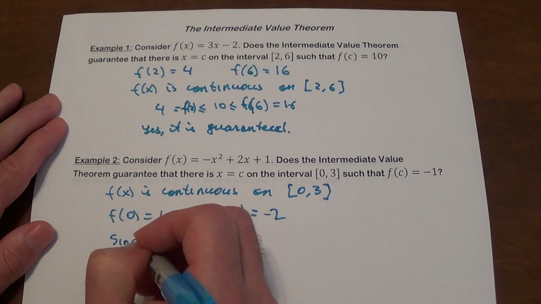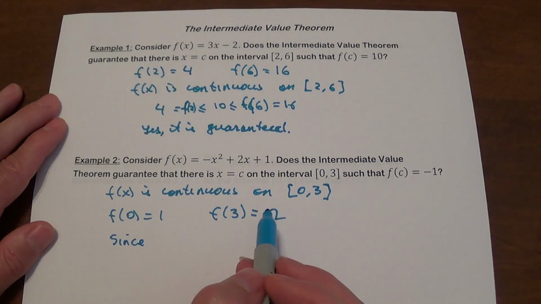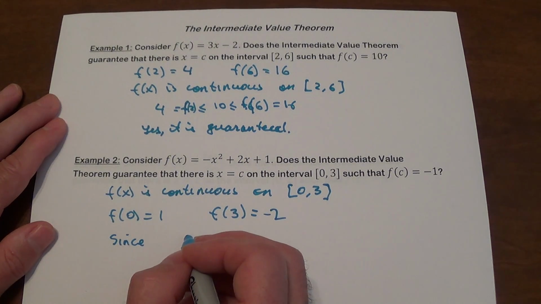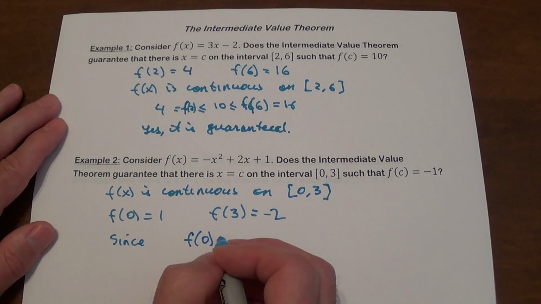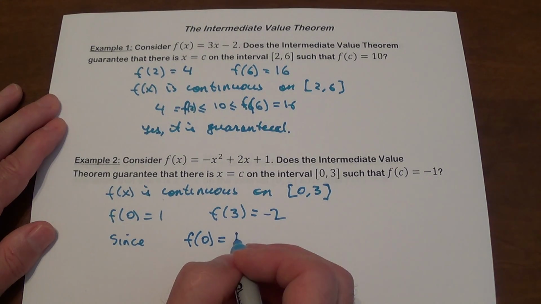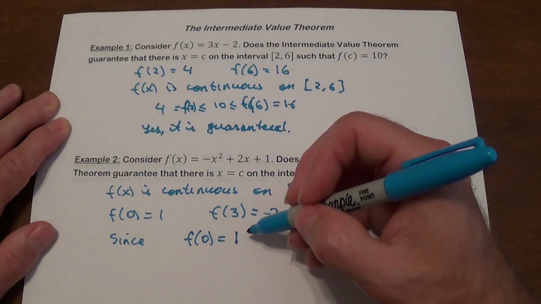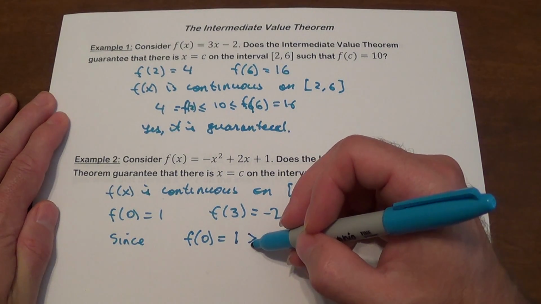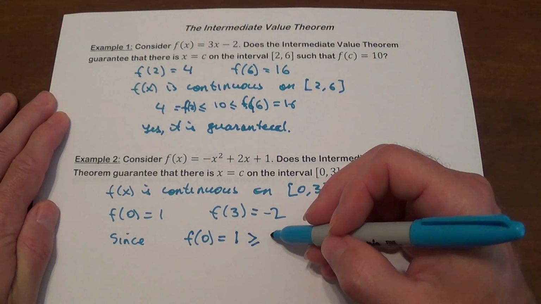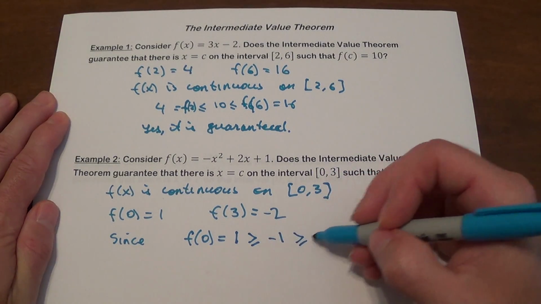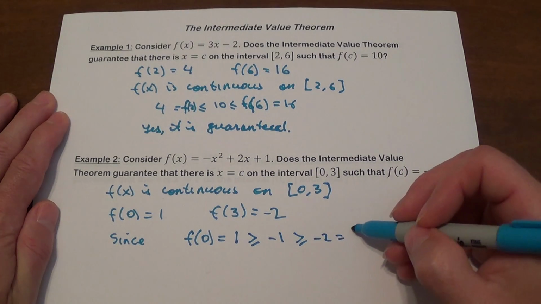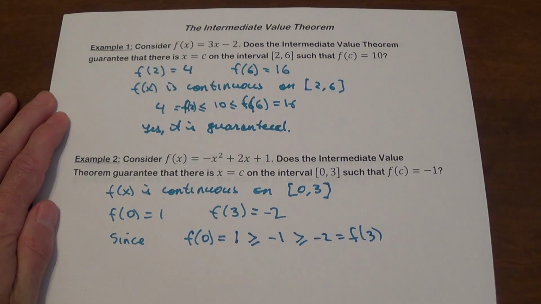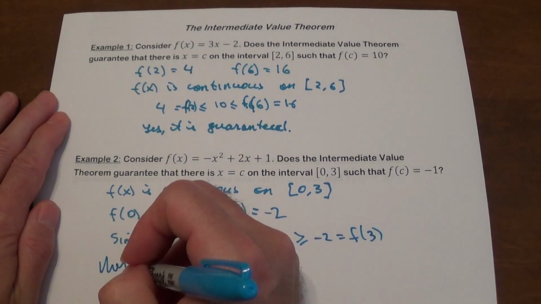So what do we have here? This value here, -1, is going to lie between these two numbers. So since f of 0, which equals 1, is going to be greater than or equal to -1, which is going to be greater than or equal to -2, which is the value of f of 3, we have a value that's trapped between them. The function is continuous, therefore there exists such a c.